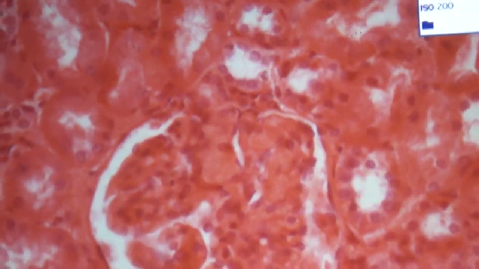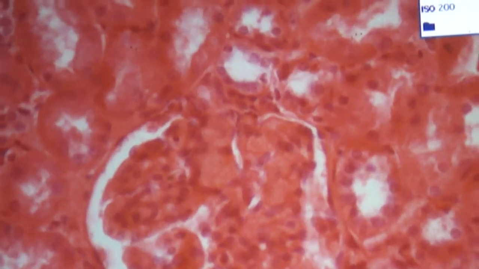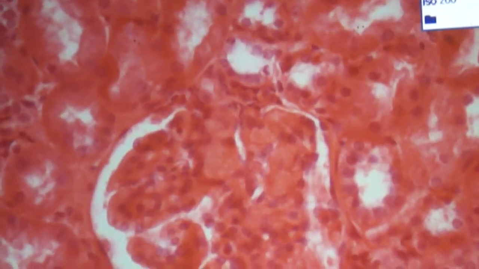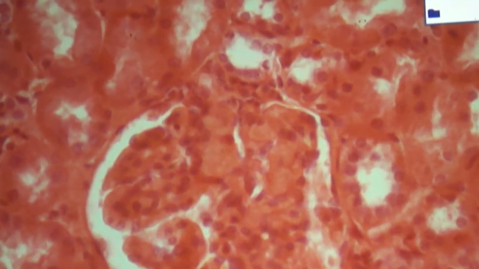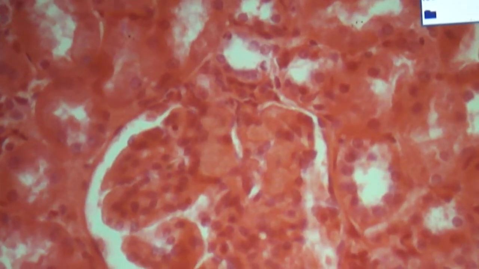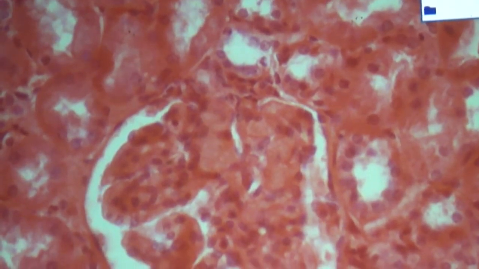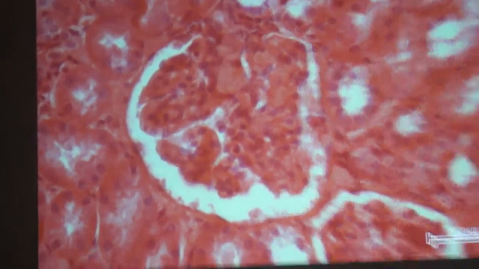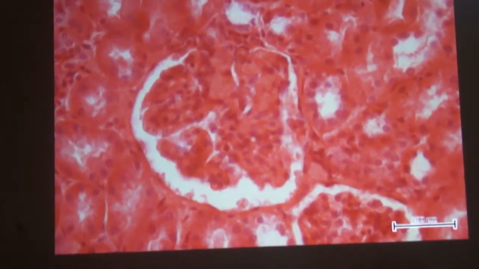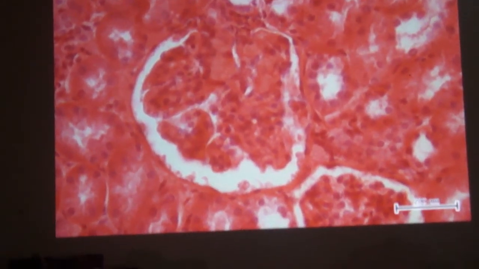How do you call those cells associated with renin release? The juxtaglomerular cells, which are a component of the JG apparatus. Very good. Afferent or efferent? Afferent arteriole. Very good.